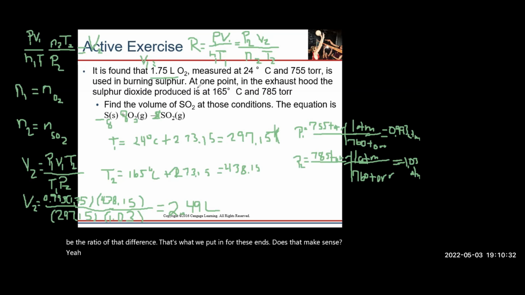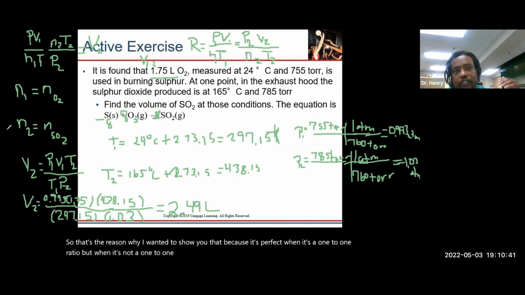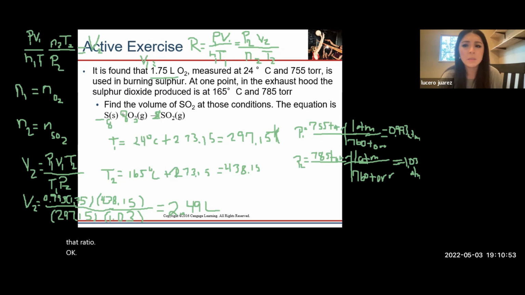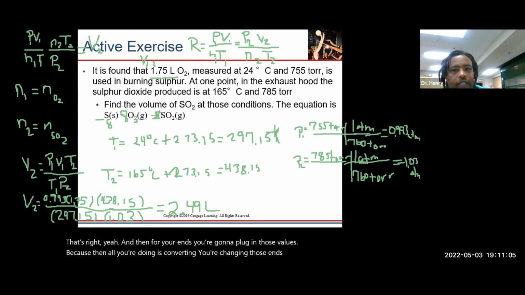Okay. So that's the reason why I wanted to show you that, because it's perfect when it's a 1-to-1 ratio. But when it's not a 1-to-1 ratio, you have to take into consideration the difference in that ratio. You would just balance it. That's right. And then for your Ns, you're going to plug in those values, because then all you're doing is converting, changing those Ns over to what they should be.